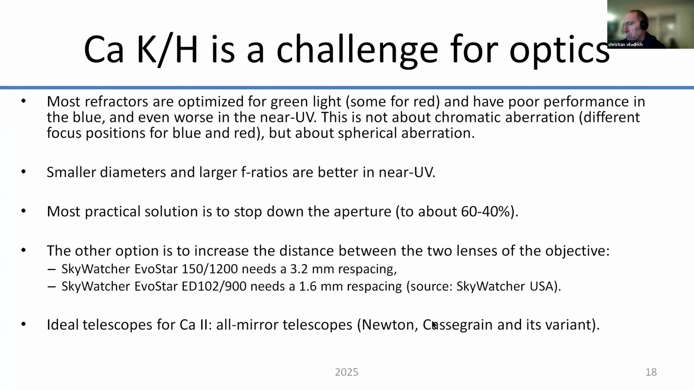And ideally, the best telescope for calcium, these are all mirror telescopes. I mean Newton, Cassegrain, meaning only mirrors and no lenses, in fact. But most of the time, you can do something very interesting by simply stopping down the aperture of the refractor.